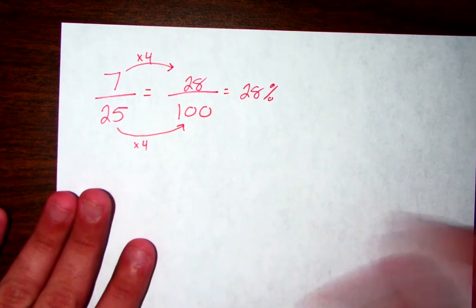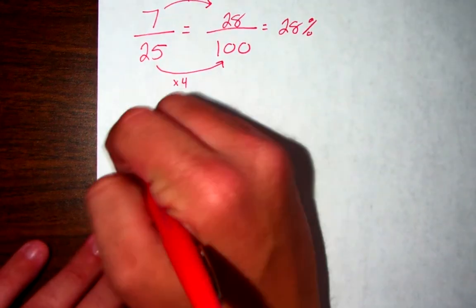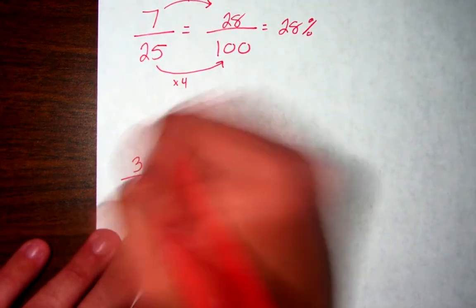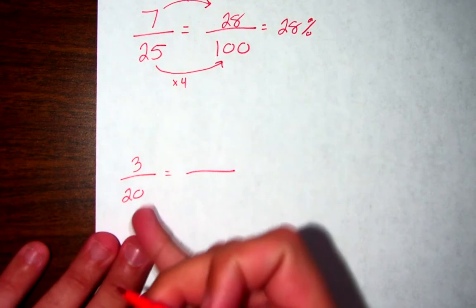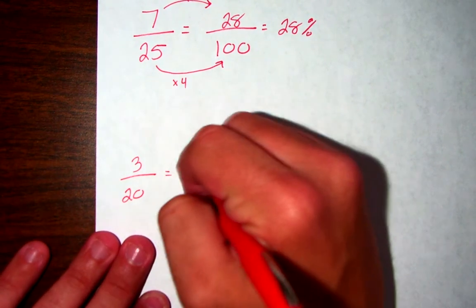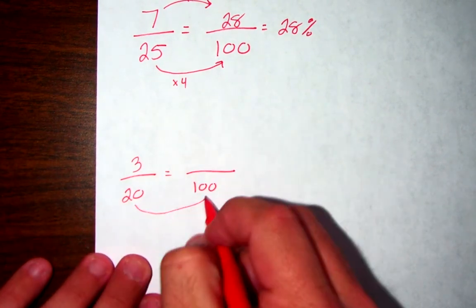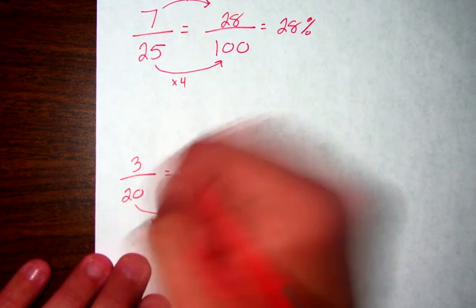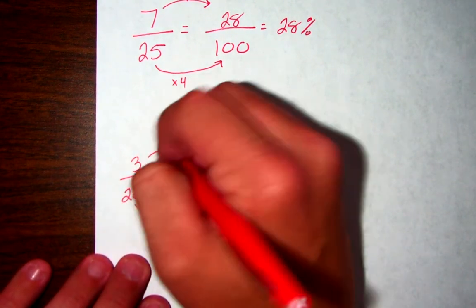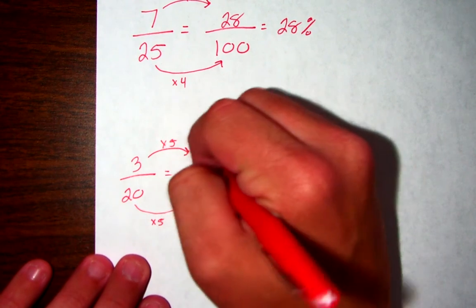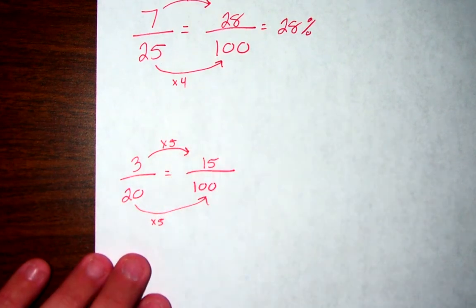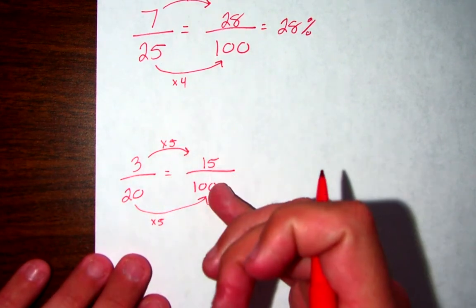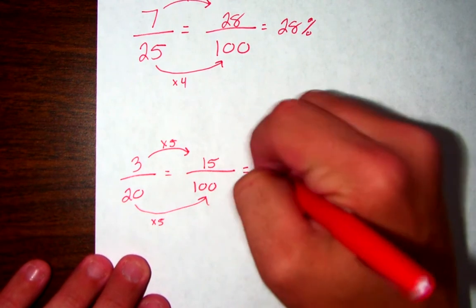Let's try another one. Let's try 3/20ths. Again, this is a factor of 100. So how many $20 bills will give you $100? 5 of them. So multiply by 5. So 3 times 5 would be 15. So we have 15 over 100. As a percent, that would just be 15%.